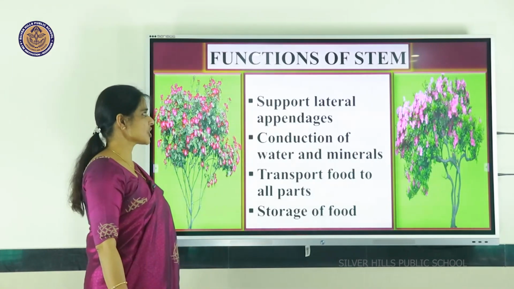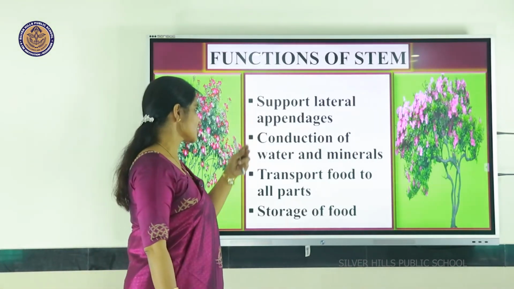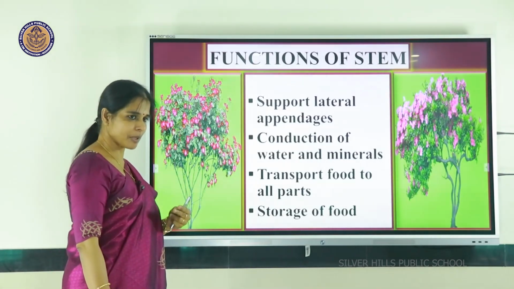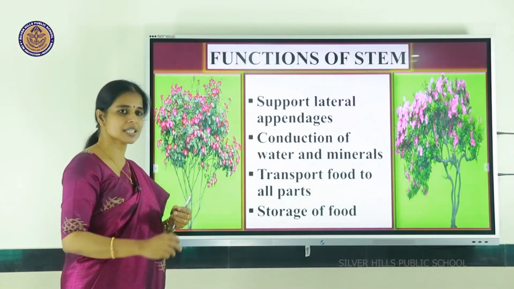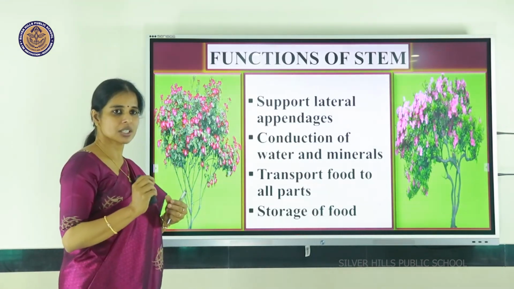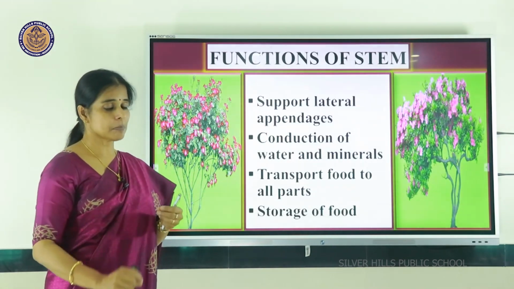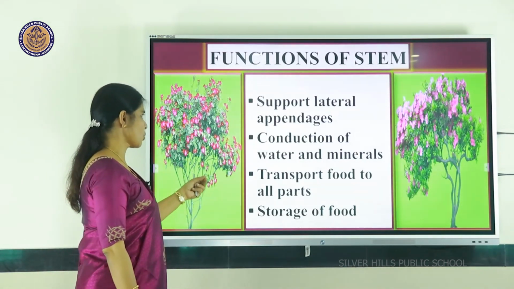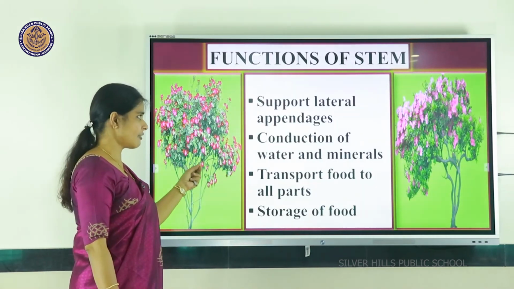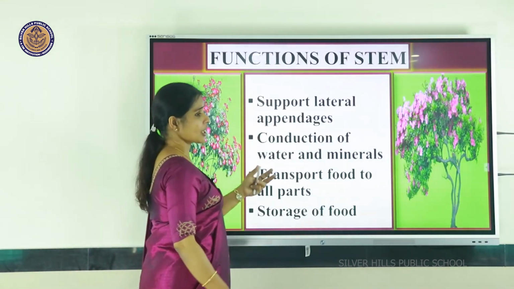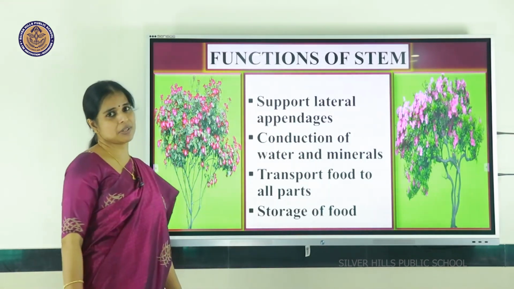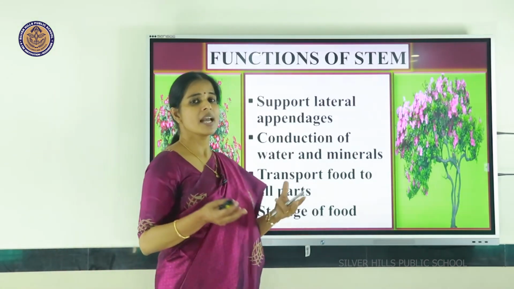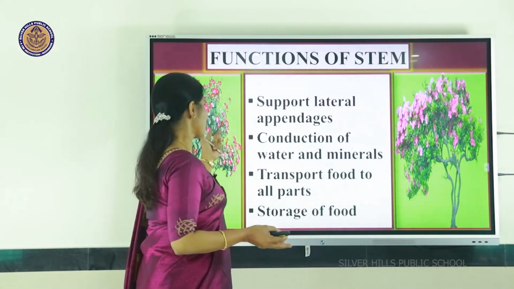Next is the function of the stem. What are the important functions of the stem? The stem develops from the plumule. When the seed germinates, one part grows downwards, starting from the radicle, which is the root. The other part, developing from the plumule, we call the stem. While it grows, all parts of the plant develop from it, and it acts as a pillar or support for the lateral appendages. Lateral appendages can be branches, flowers, fruits, anything. All these are supported by the stem.